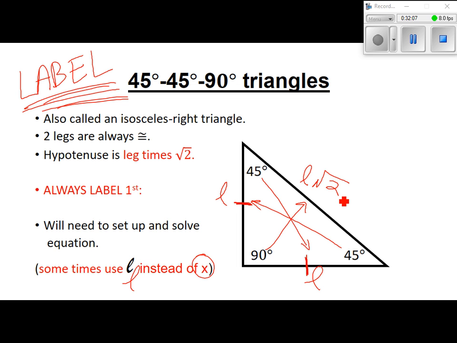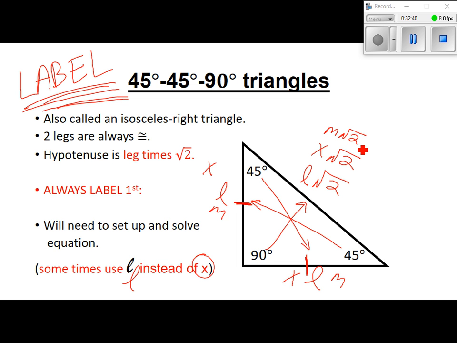Now, if Joey doesn't like that cursive L for whatever reason, then he could label this side X, and this side X times the square root of 2. All means the same thing. If you want to use some other letter, go right ahead. I don't care. So if Maya wants to use M, she labels this side M, this side M, and this side M times the square root of 2, whatever. It doesn't make any difference what that variable is.